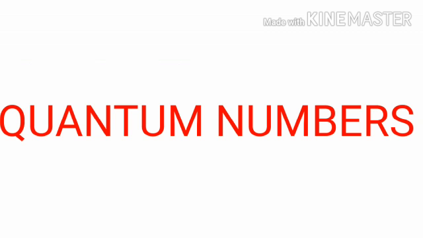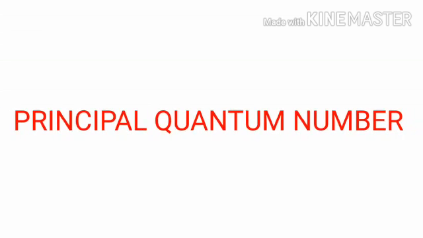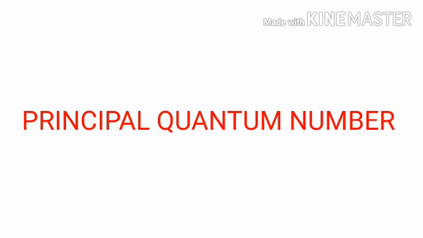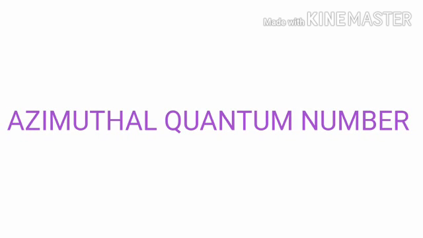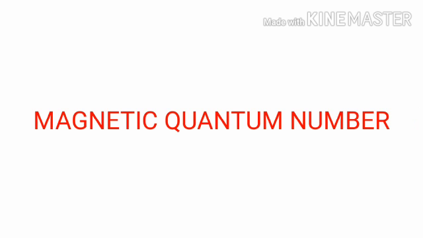In previous classes, we discussed quantum numbers. Already you know how many quantum numbers there are? There are 4 quantum numbers: principal quantum number, azimuthal quantum number, magnetic quantum number, and spin quantum number. The second one, azimuthal quantum number, is also called the angular momentum quantum number. Let us recap the quantum numbers with examples.